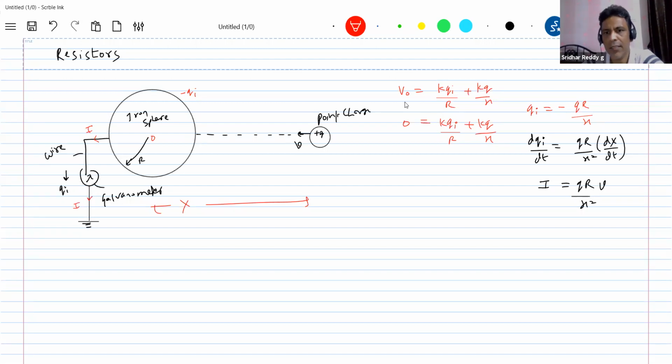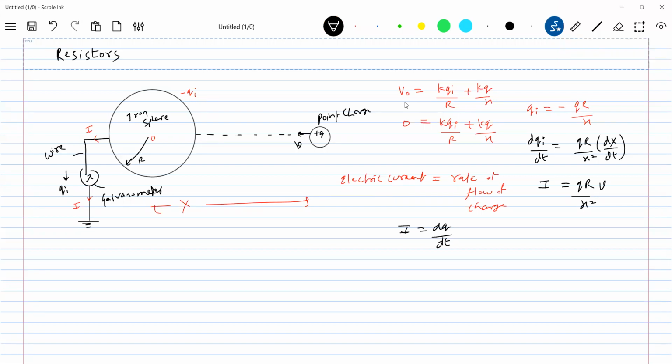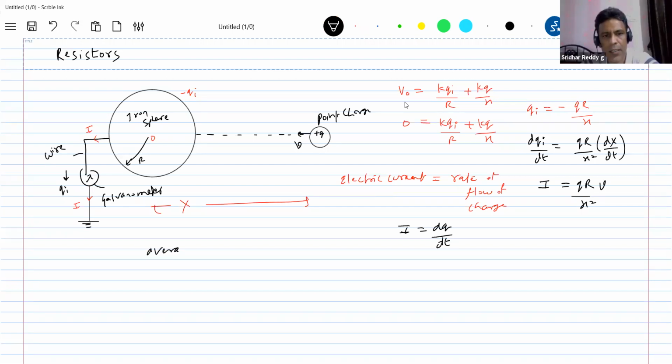So how do we define electrical current? Electric current, the symbol is I. We define it as the rate of flow of charge, where I is equal to dq by dt. This is the instantaneous current. Then what about the average current?